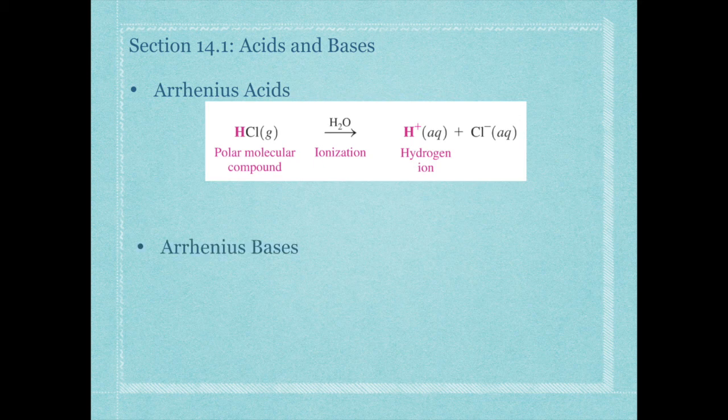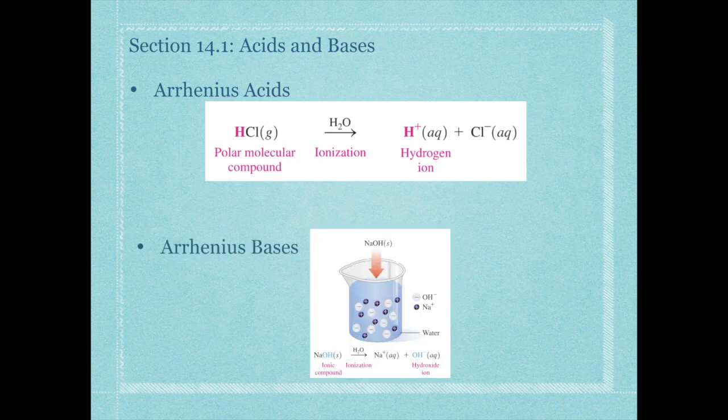For Arrhenius bases, it is going to be a compound that ends in OH, and when it ionizes, or when it breaks apart into ions, it's going to form hydroxide and then the metal ion. So here you see sodium hydroxide, NaOH. It's going to form Na+ and OH-. Again, this is something we're familiar with because we noted that if you have a compound that has a metal and hydroxide, it's going to be a base.